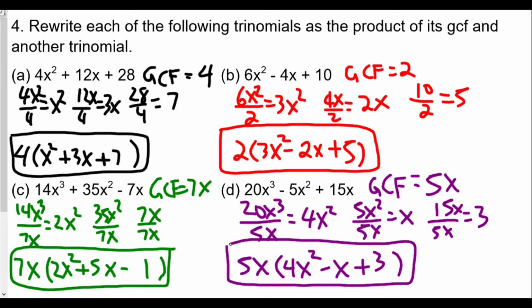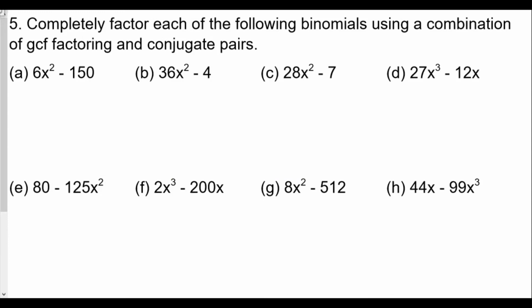So the GCF approach is really the same whether it's binomials or trinomials. Okay. Completely factoring each of the following binomials is a combination of GCF factoring and conjugate pairs. And so what we want to do is, again, do the greatest common factor, and then afterwards, we want to see whether we can factor again.